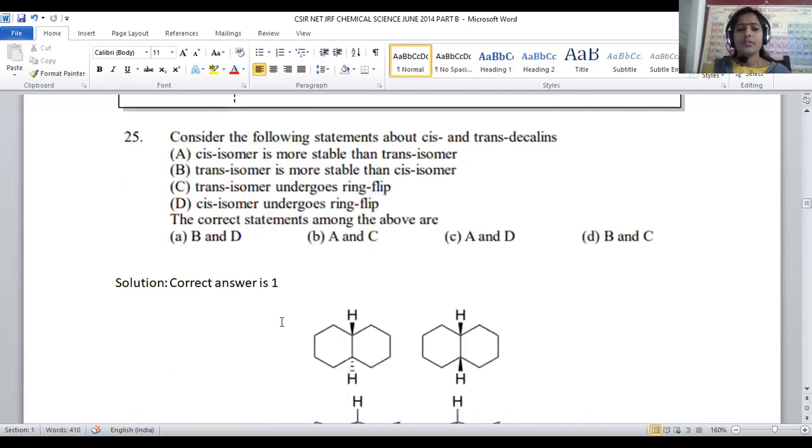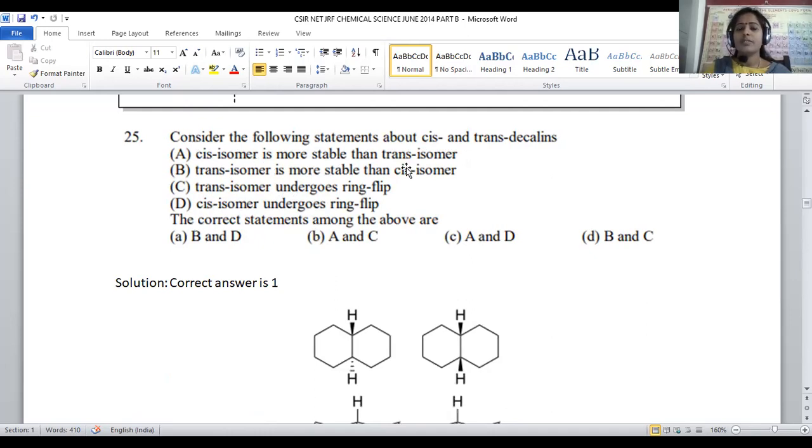Let us move on to question number 25. Again, it is part of the organic chemistry and stereochemistry questions. Consider the following statements about cis and trans decalins. Cis and trans decalins were given, and which statements are correct? Let us read the statements first.